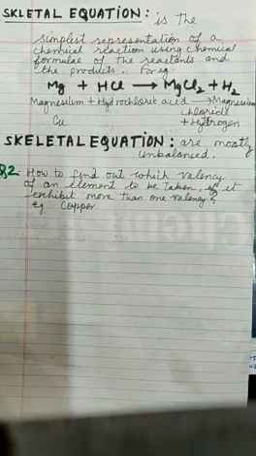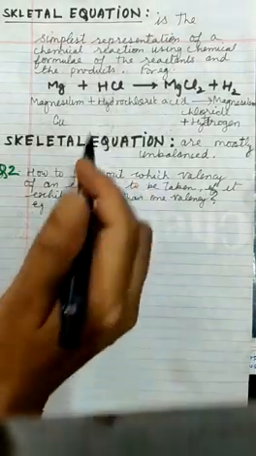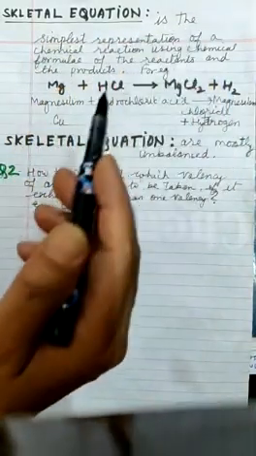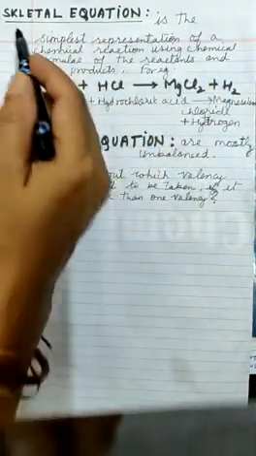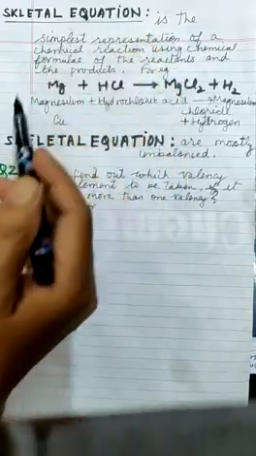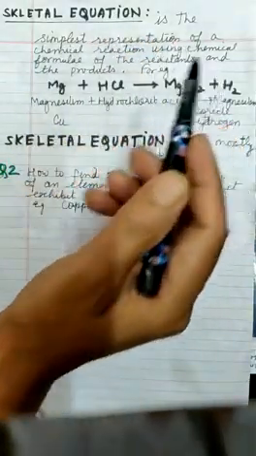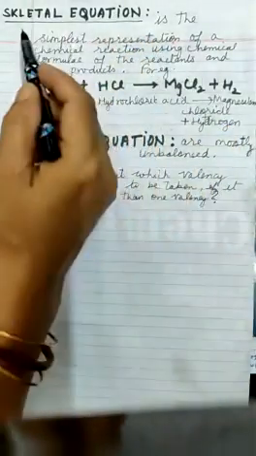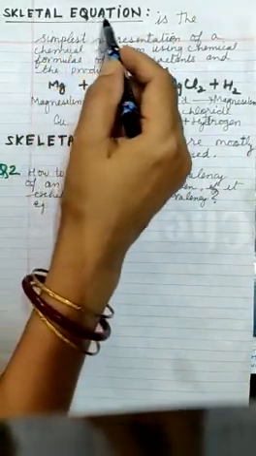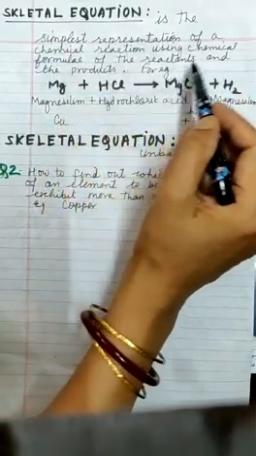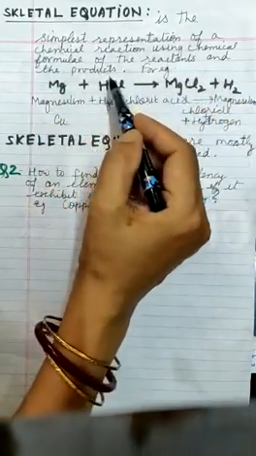Dear students, let's discuss one of the most common problems you people have asked, that is, what is a skeletal equation, how to define it correctly, etc. So have a look at the definition. Skeletal equation is the simplest representation of a chemical reaction using chemical formulae of the reactants and the products.